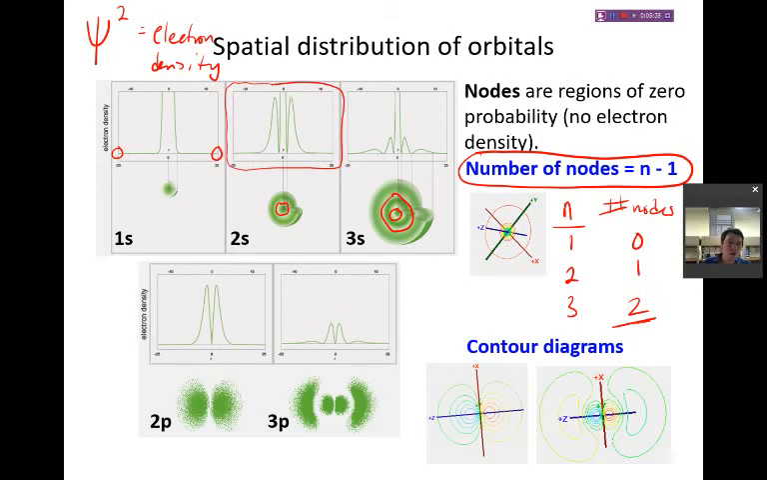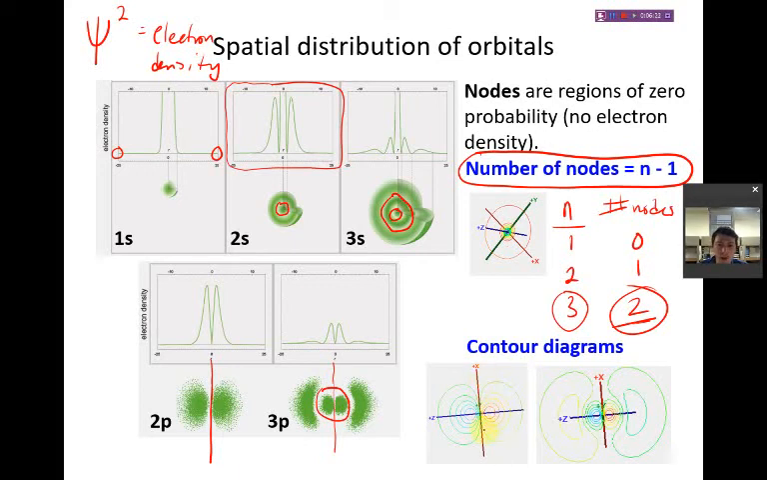We can also look at the electron density plots and the pointillist plots for p-type orbitals. Here in the 2p-type orbital, we have one node. Instead of being a radial node, this is a planar node, which means that it goes all along a specific plane. You'll notice in the 3p-type orbital that we have two different nodes. Again, because we have n equals 3, we have 2 total nodes. So we have this planar node, but then we also have a radial node that we see indicated here.